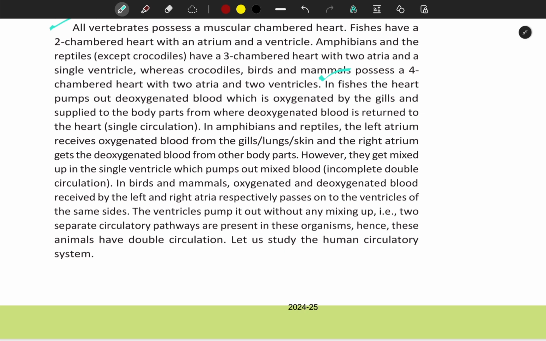In birds and mammals, oxygenated and deoxygenated blood received by the left and right atria respectively passes on to the ventricles of the same sides. The ventricles pump it out without any mixing up. That is, two separate circulatory pathways are present in these organisms. Hence, these animals have double circulation. Let us study the human circulatory system.